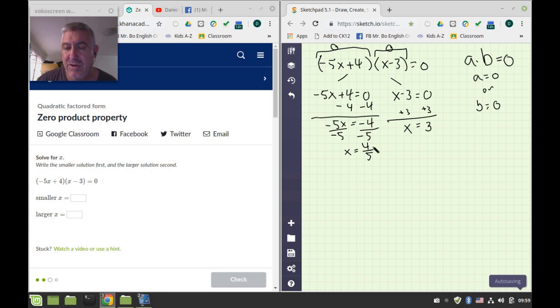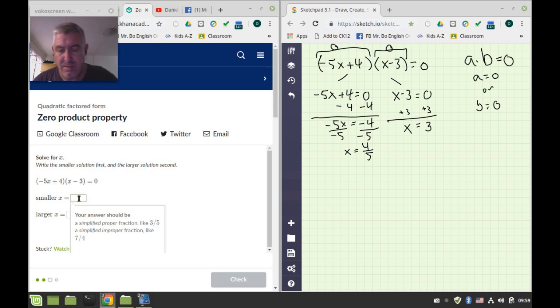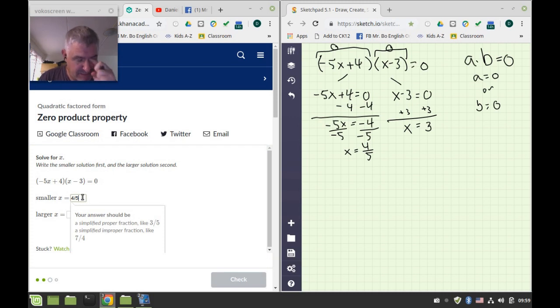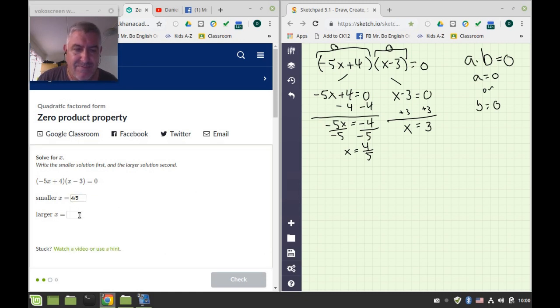Which one is smaller? 4/5 is less than 1. So 4/5 is our smaller one. And it is very nice, when we're going to have a fraction, it tells us, write your fraction. Okay? And 3.